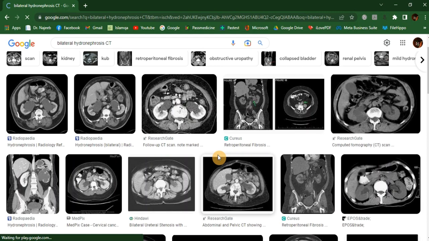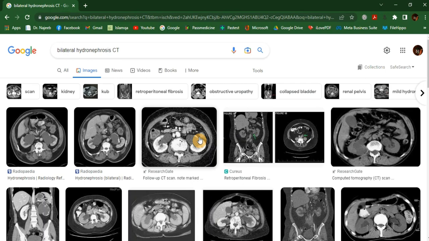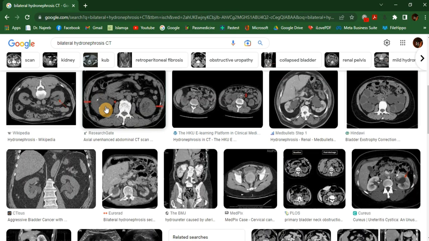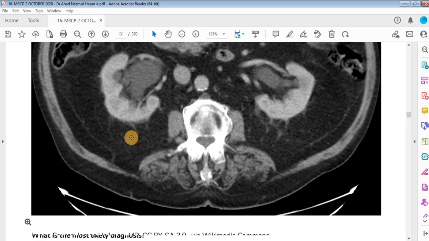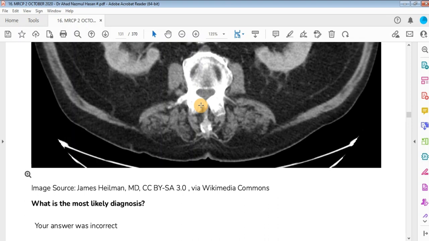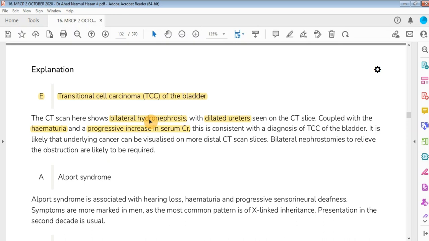The patient will have a dilated ureter and the kidney will be enlarged. Dilated and enlarged. The CT scan here shows bilateral hydronephrosis with dilated ureter seen on the CT slice, coupled with the hematuria and progressive increase in serum creatinine, which is consistent with the diagnosis of transitional cell carcinoma of the bladder.